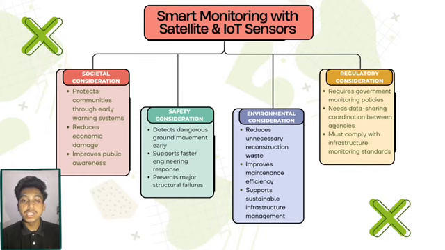Considerations for this expansion include societal, protecting communities through early warning systems, reducing economic damage, and improving public awareness; safety, detecting dangerous ground movement early to prevent major structural failures and support fast engineering response; environmental, improving maintenance efficiency and reducing unnecessary reconstruction waste to support sustainable infrastructure management; regulatory, establishing government monitoring policies, fostering data sharing coordination between agencies, and complying with infrastructure monitoring standards.